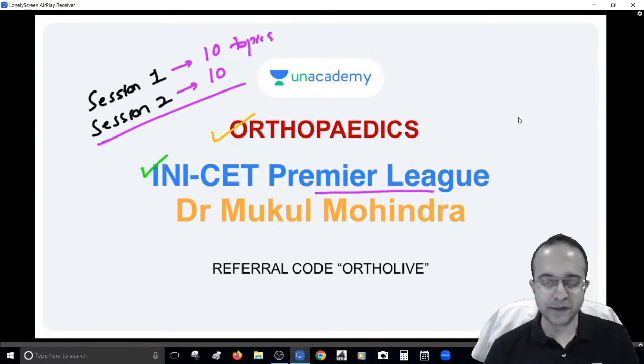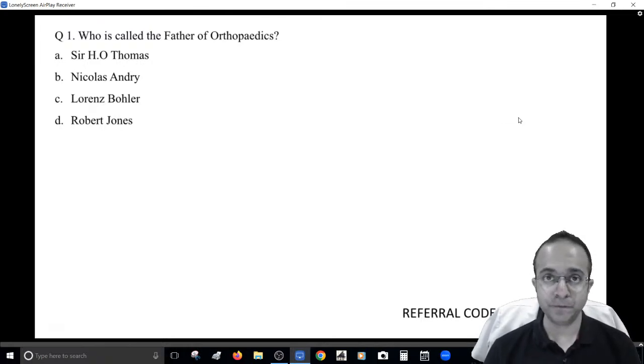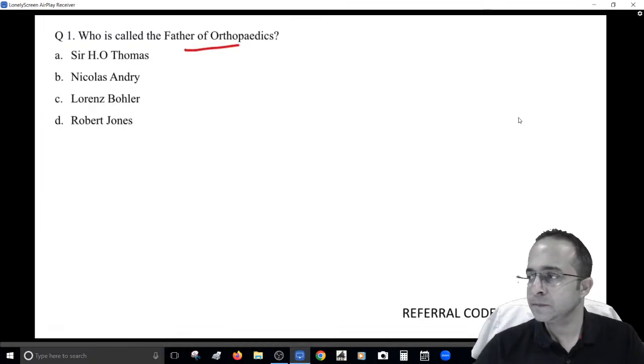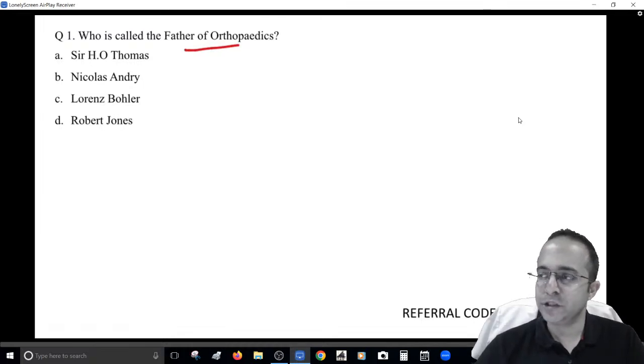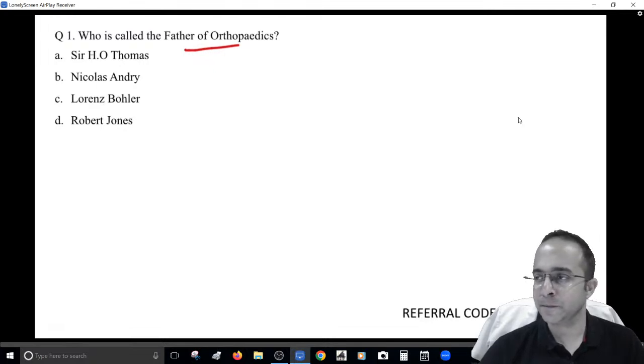So I think I can quickly start the discussion, starting first with the basic orthopedic part, a little bit of orthopedic history, because often a question pops up from the orthopedic history side in your exam. Any idea who's called the father of orthopedics? Please try your hands on this one. Who is called the father of orthopedics? Any guesses?